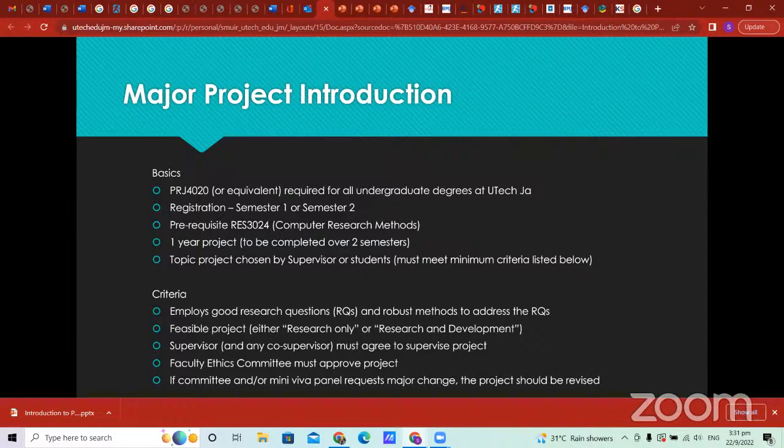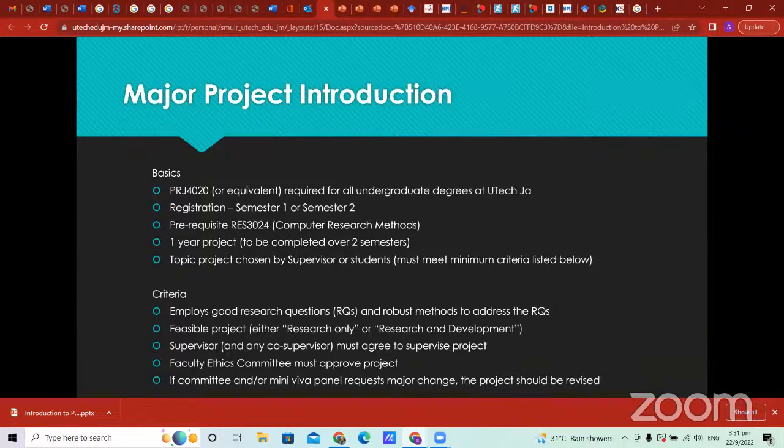There must be a supervisor, or more than one, who agrees to supervise the project. You can't do a project without a supervisor. There must be the approval of the Faculty Ethics Committee before you start data collection. And if at some point a panel or person in charge says there need to be major changes, then you need to make those changes before you pass, as at all stages.